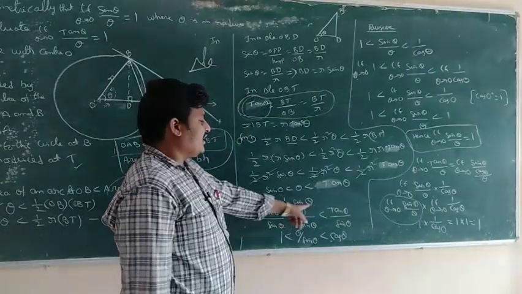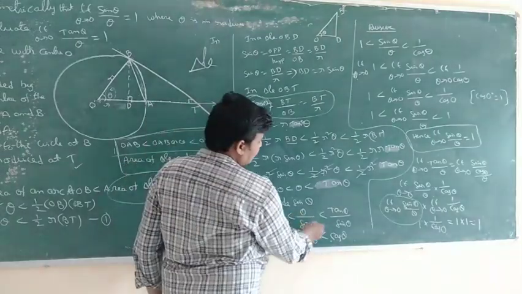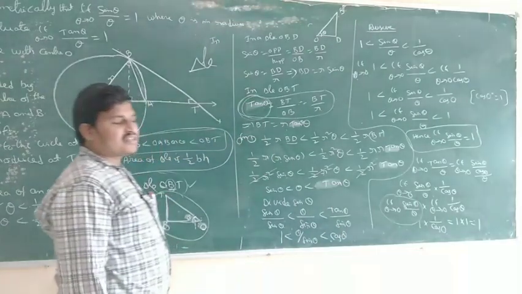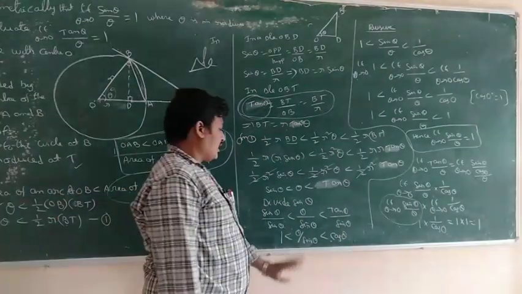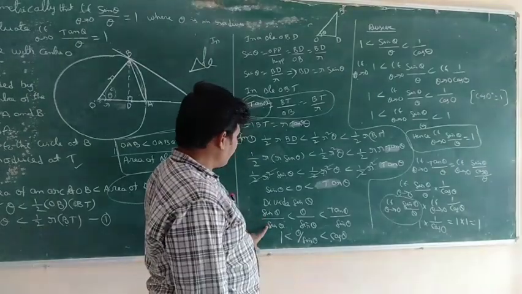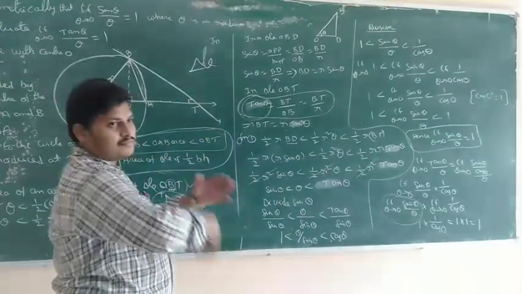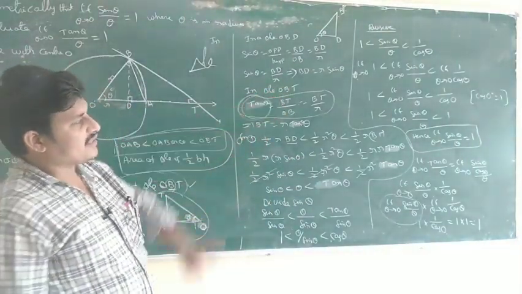So divide by sin theta. Sin theta by sin theta, less than theta by sin theta, less than tan theta by sin theta. Tan theta by sin theta is equal to 1 by cos theta, because tan theta is equal to sin theta by cos theta. So sin theta by sin theta is 1, and we have 1 less than theta by sin theta less than 1 by cos theta. Reverse it: 1 less than sin theta by theta less than 1 by cos theta.